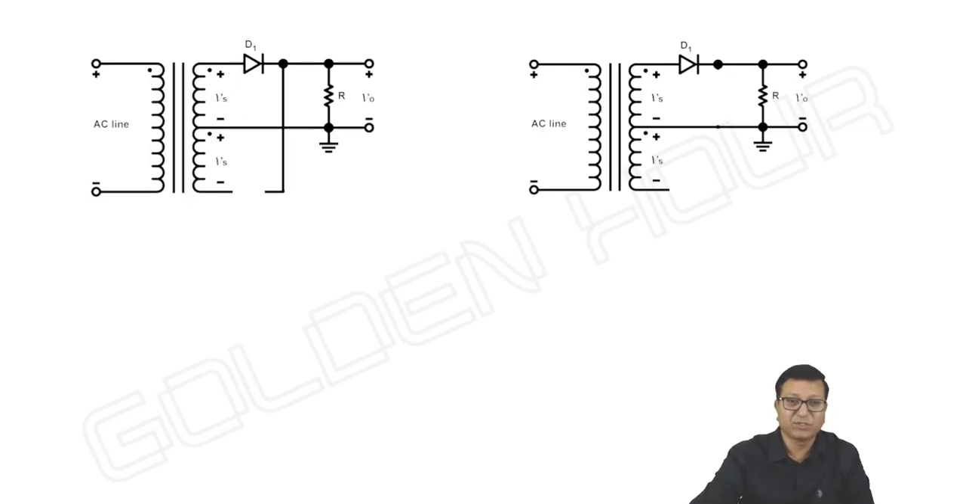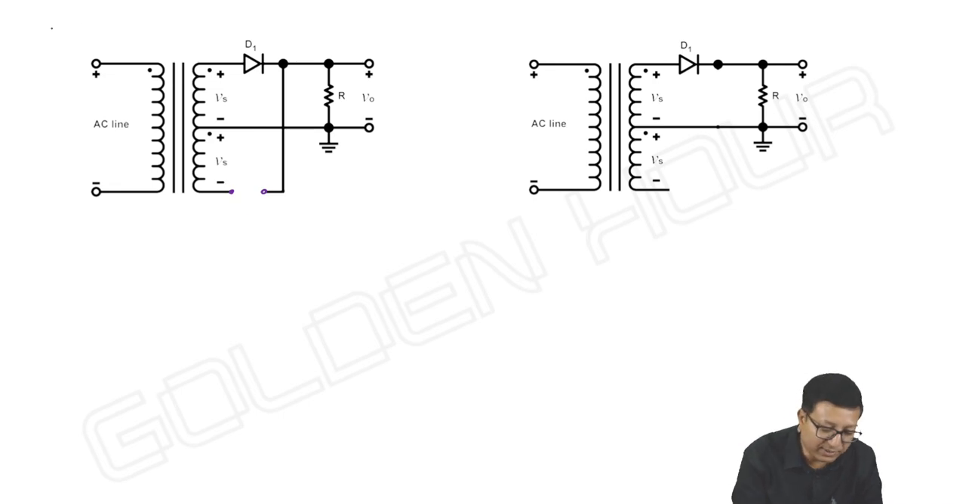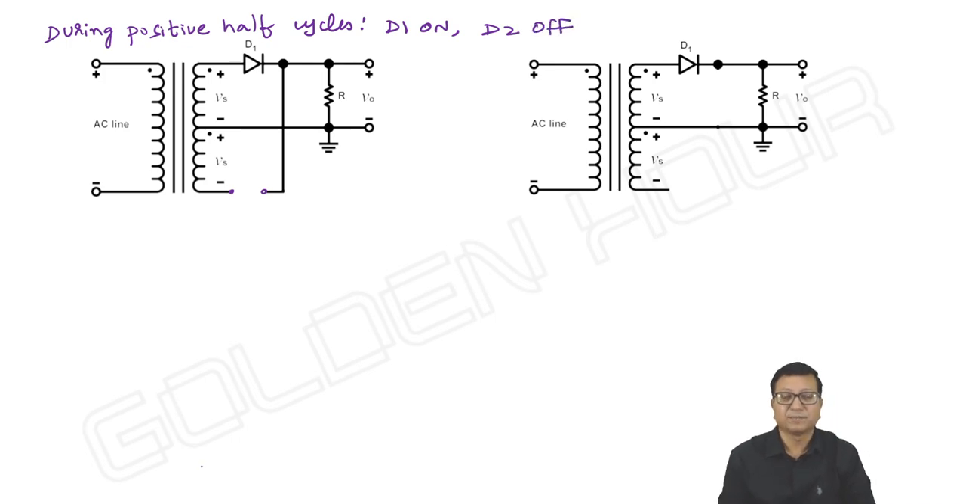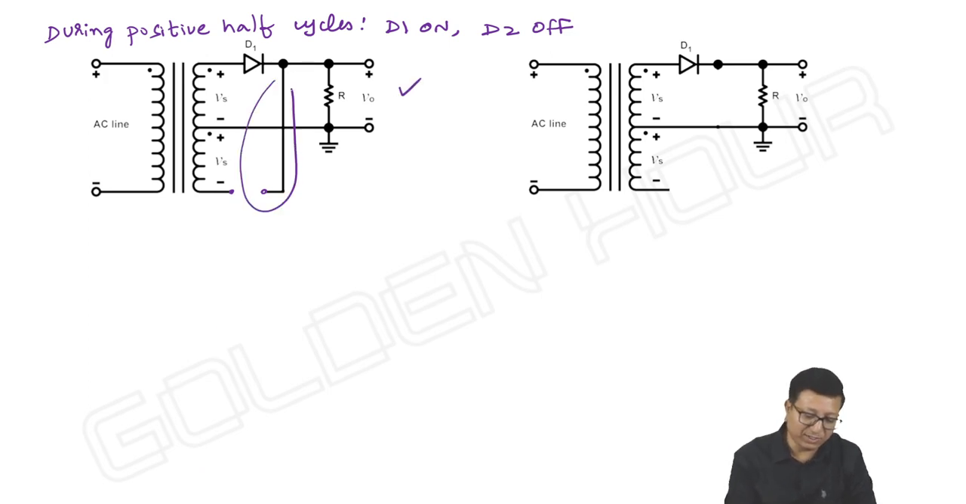I can show the same thing. Once D1 is on and D2 is off, D2 acts as an open circuit. So during positive half cycles, D1 is on and D2 is off. That's it, so this is my circuit. Further, I can just remove this particular part and the same circuit can be redrawn in this fashion. Both are one and the same.